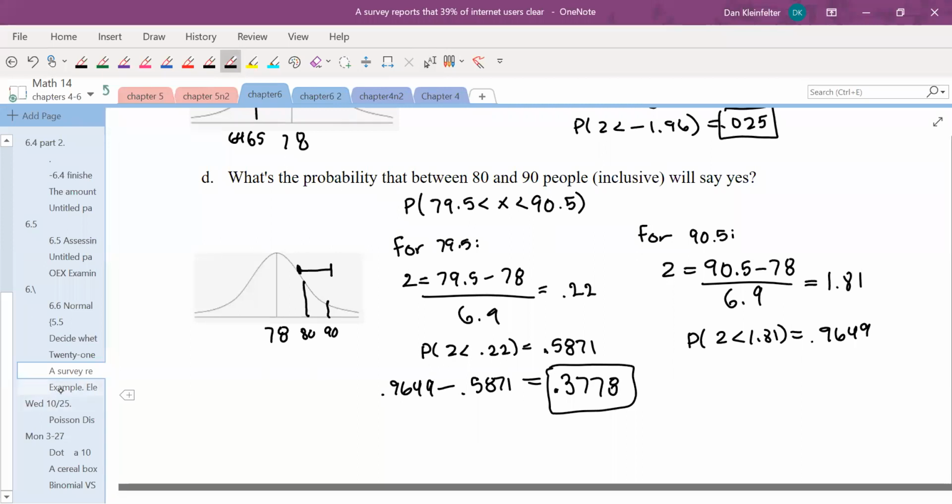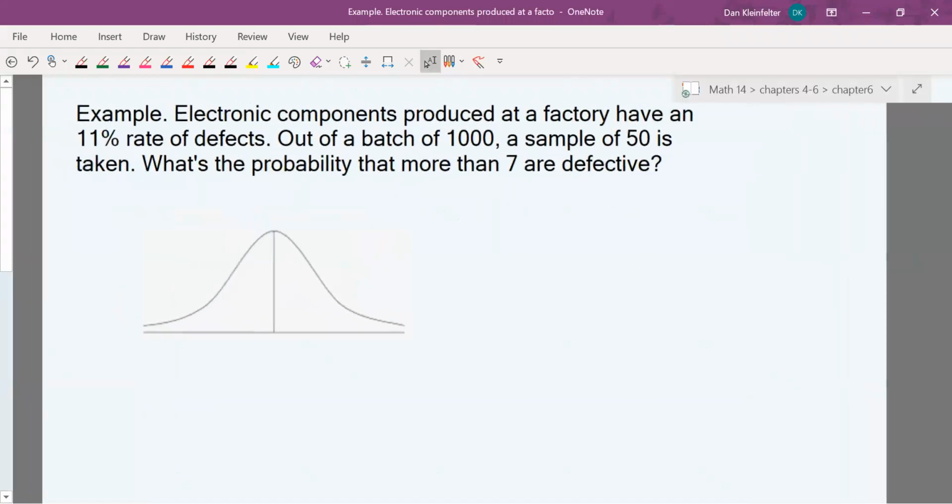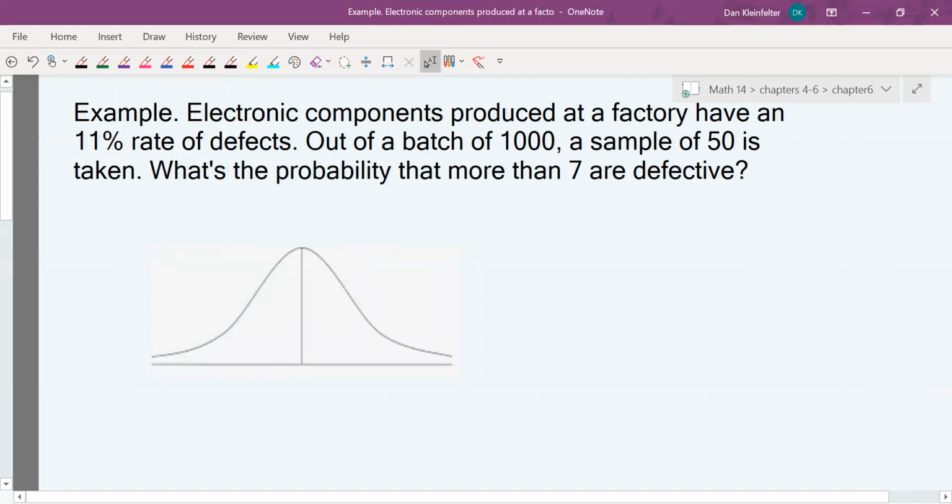All right, so now we will go on to our last example. Here's the story. It says electronic components produced at a factory have an 11% rate of defects. Out of a batch of 1,000, a sample of 50 is taken. We want to know the probability that more than 7 are defective. It doesn't explicitly say that we should use normal approximation for this, but we're going to. The first thing we should do is check and see if we're justified in using that normal approximation, and then we'll go ahead and do it.